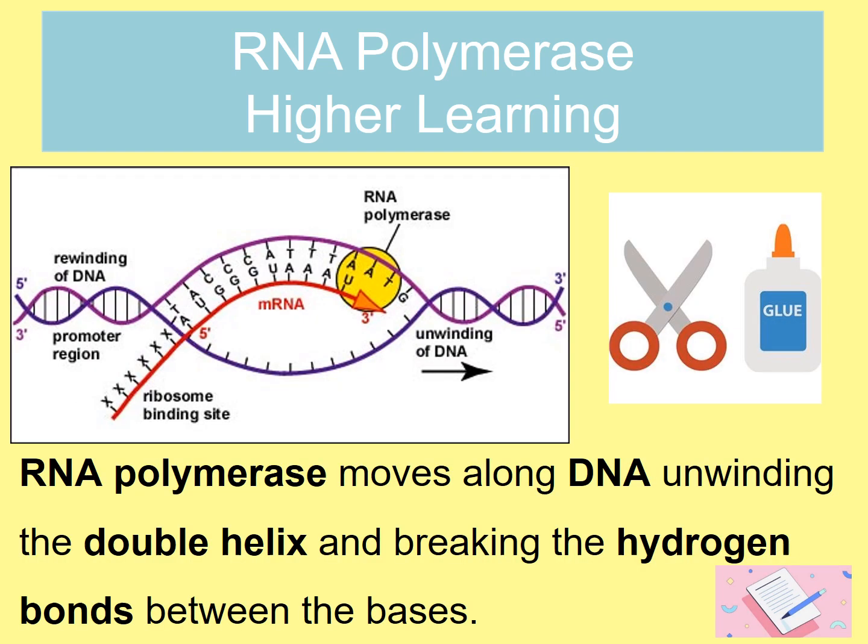The enzyme RNA polymerase moves along the DNA molecule, unwinding that double helix and breaking the hydrogen bonds between the bases. Please remember that for the formation of a messenger RNA molecule, we're only transcribing one gene. We're not transcribing the full chromosome. It's a gene at a time.